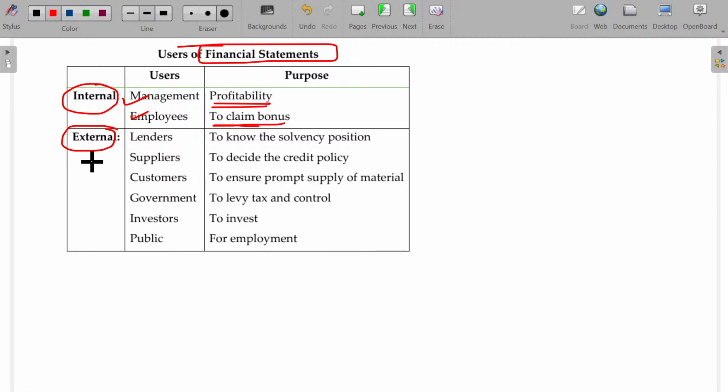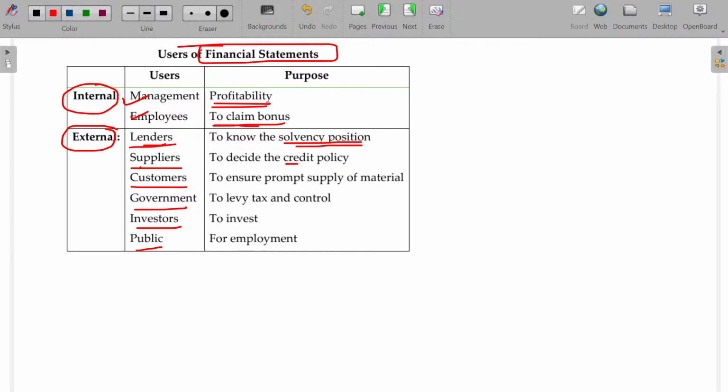In case of external, we have the lenders, suppliers, customers, governments, investors, public. Any third party will be called external parties. They are also interested to know about our financial reports, because the lenders need to verify whether this company is capable of repaying the loan. In that case only they will lend the loan. So they are interested to know the financial reports, to know whether the solvency position or repaying capacity is sufficient or not. So for that, the financial report is required.